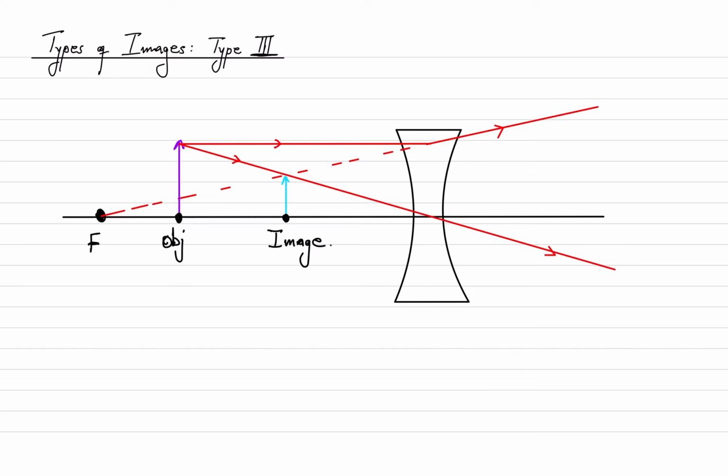This is the principle behind a diverging lens. This is how we recover the image and locate the image as produced by a diverging lens.